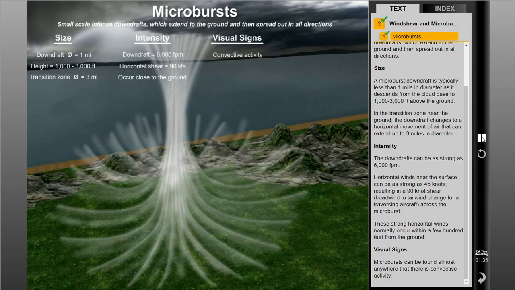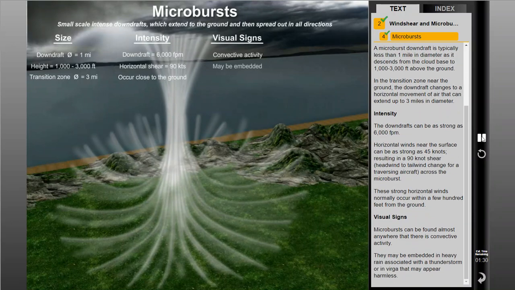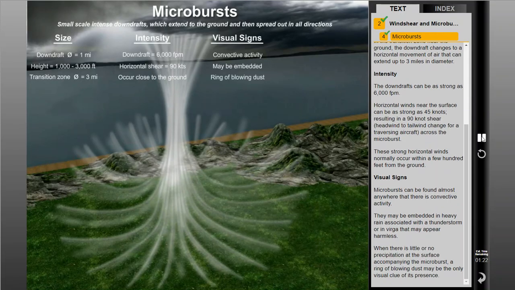Microbursts can be found almost anywhere that there is convective activity. They may be embedded in heavy rain associated with a thunderstorm, or in virga that may appear harmless. When there is little or no precipitation at the surface accompanying the microburst, a ring of blowing dust may be the only visual cue of its presence.